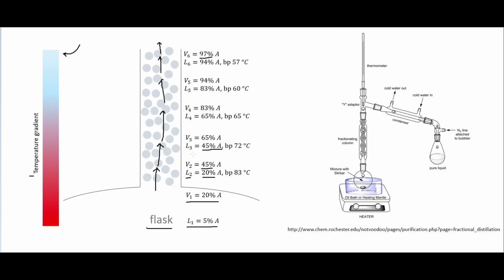And so what I'm showing here, this right here, is the fractionating column, which is that part of our distillation apparatus. So we see it has these beads inside of it, which are going to allow the vapor to recondense on those beads and then re-evaporate as it moves up the column so that we get this fractional distillation.